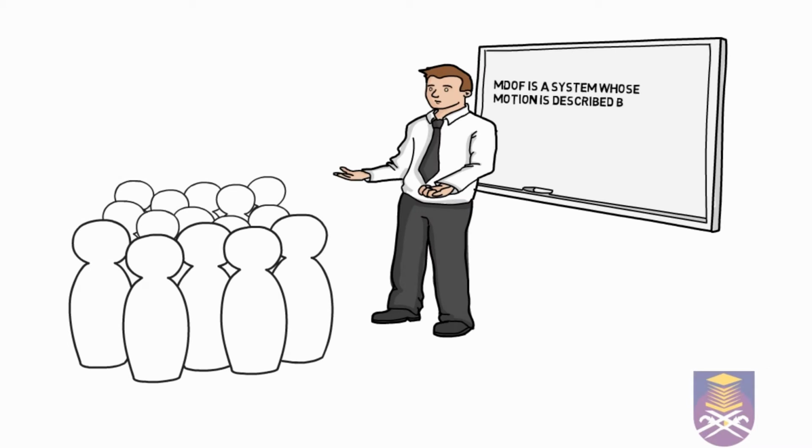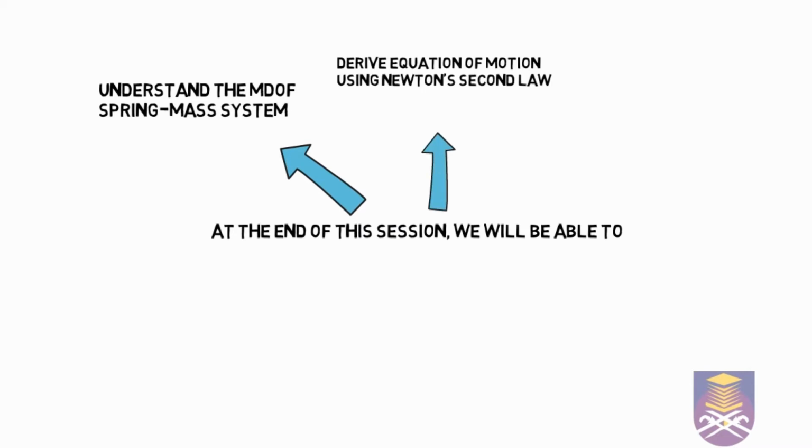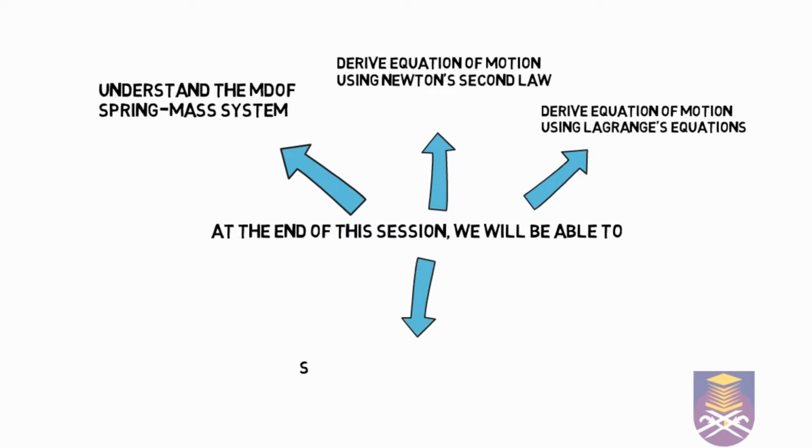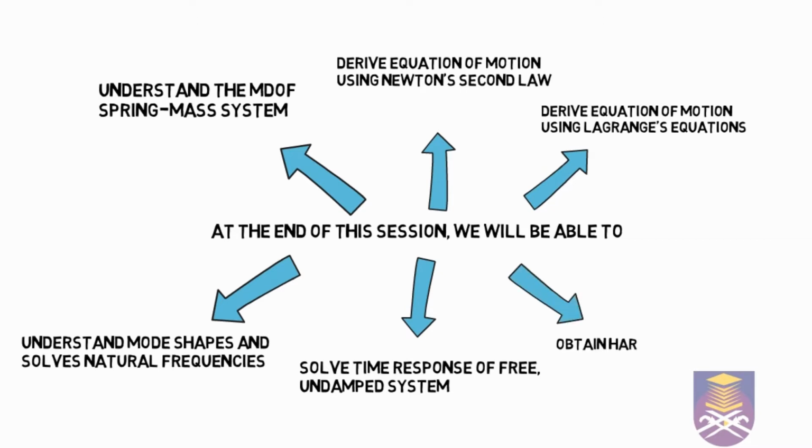Multi-degree of freedom is a system whose motion is described by more than one generalized coordinate, or DOF. At the end of this session, we will be able to understand the multi-degree of freedom spring mass system, derive equation of motion using Newton's second law, derive equation of motion using Lagrange equations, solve time response of free undamped system, understand mode shapes and solve natural frequency, and obtain harmonic response of the system.